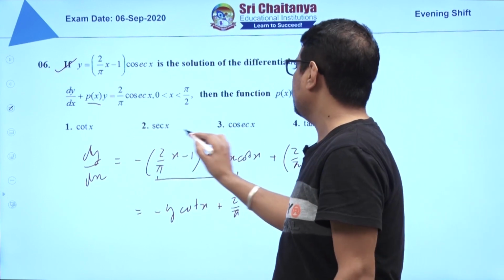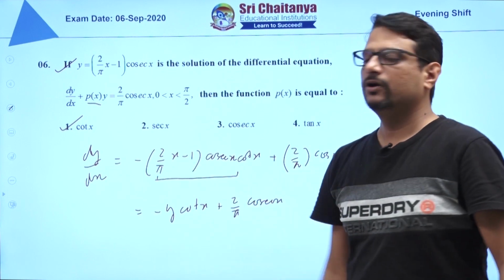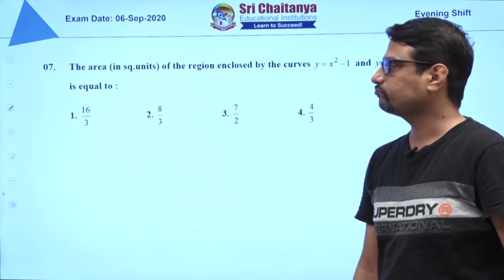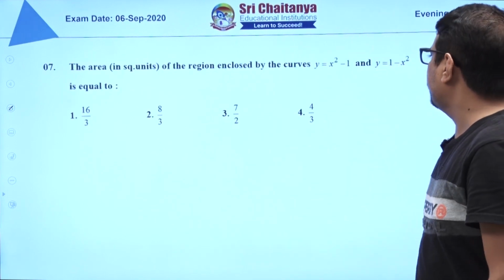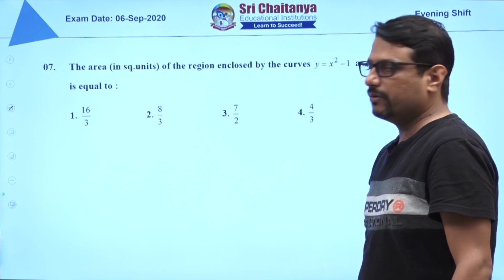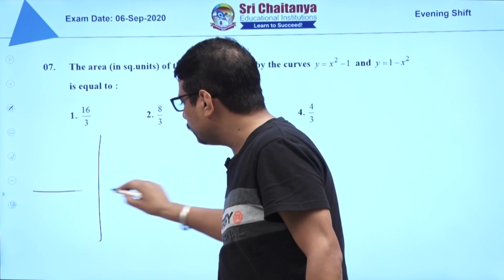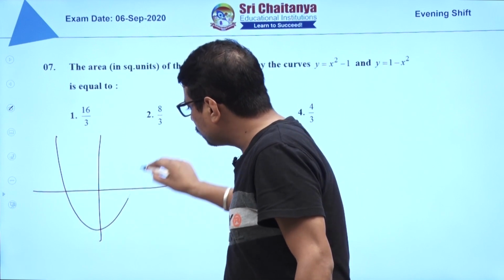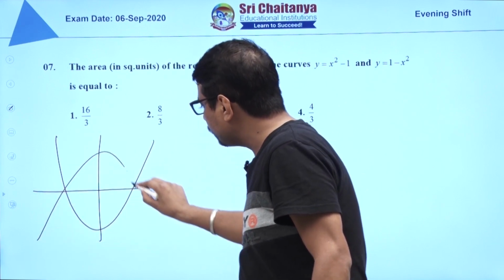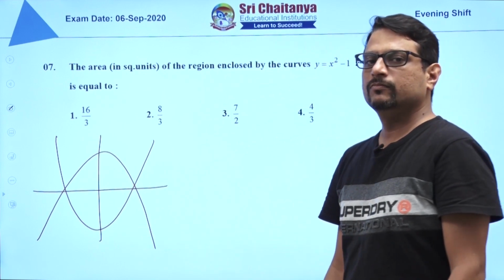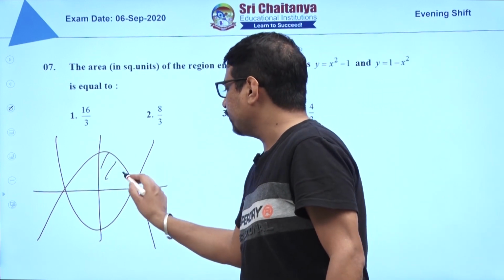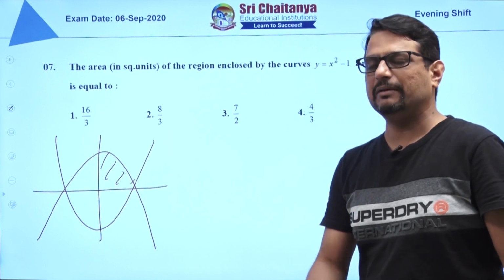On comparison, you can say that the value of P of x will be cot x. Next. The area of region enclosed by y equals to x square minus 1. So this is an area based problem and quite simple problem. Y is equal to x square minus 1 graph, if you will draw, it will be somewhat like this, and 1 minus x square, when you draw, it will be somewhat like this. As it is a symmetric figure, we will simply find this area and multiply it by 4.